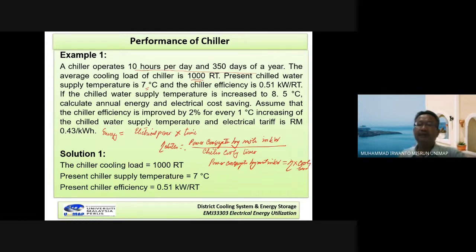Before the detailed explanation, the chiller cooling load here and the present or existing temperature is given by 7 degrees Celsius. And then we have the chiller efficiency from here, 0.51 kilowatt per RT. This is the power consumption, 0.51 kilowatt per RT, the efficiency of the chiller. Then we propose increasing the temperature to around 8.5 degrees Celsius.